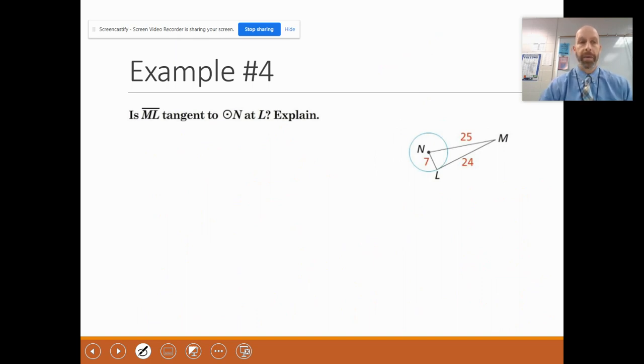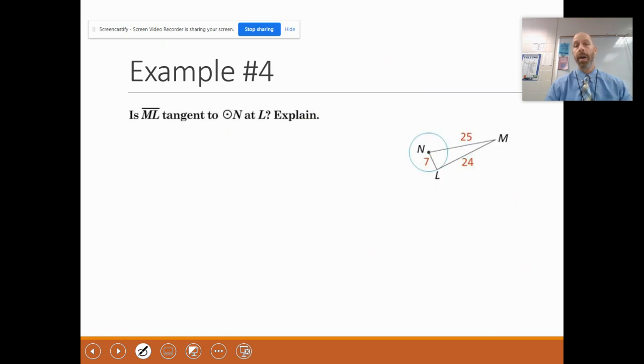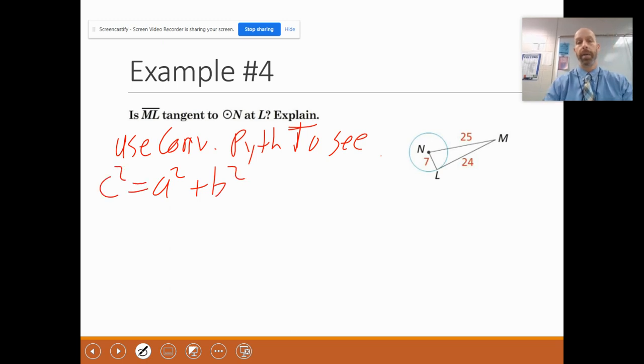All right, so here we go. Is ML tangent to circle N at L? Well, in order for it to be tangent, it has to be perpendicular. So now I just need to use the converse of the Pythagorean theorem to see. And if you remember, the converse of the Pythagorean theorem tells us that if a squared plus b squared is equal to c squared, then it's a right triangle.